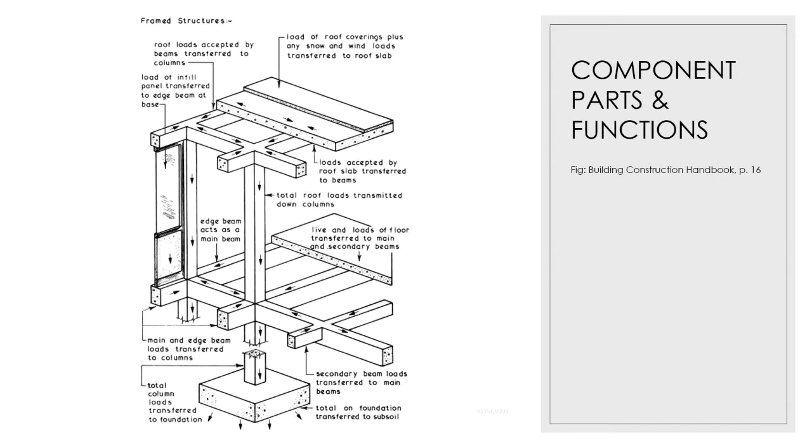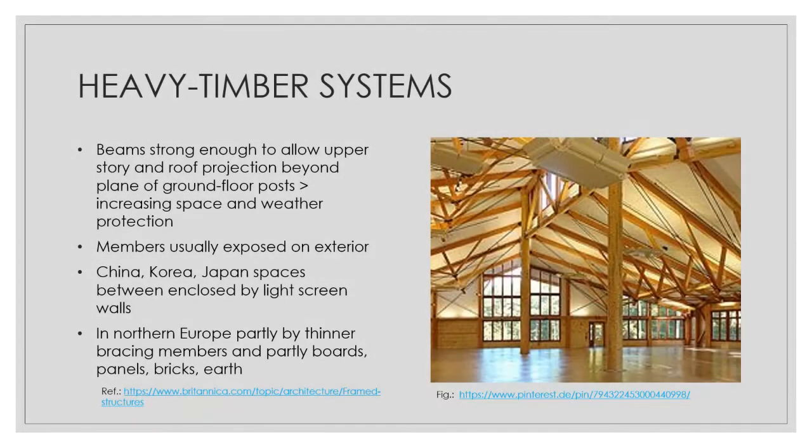Here we can see the component parts and their functions. Heavy timber systems have mostly beams, which are strong enough to allow upper stories and roof projection beyond the plane of the ground floor posts, and they increase space and weather protection with this. The members are usually exposed on the exterior, but here we have an example of the interior.